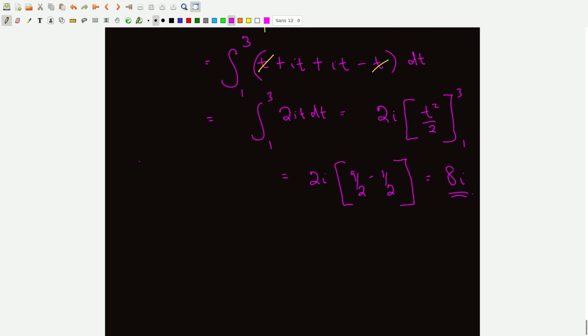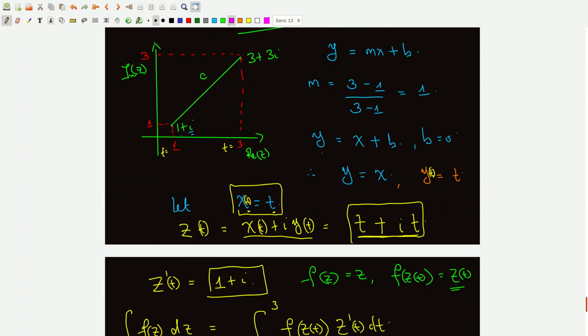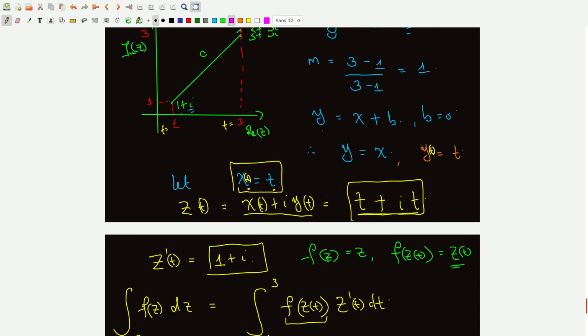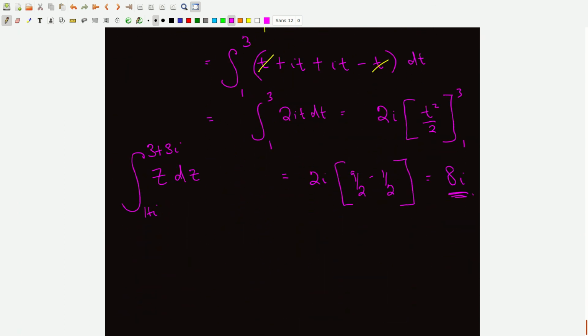Okay, and this is ideally our integral of f of z, which is z dz, over this path from 1 plus i up to 3 plus 3i. Simply gives us 8i.